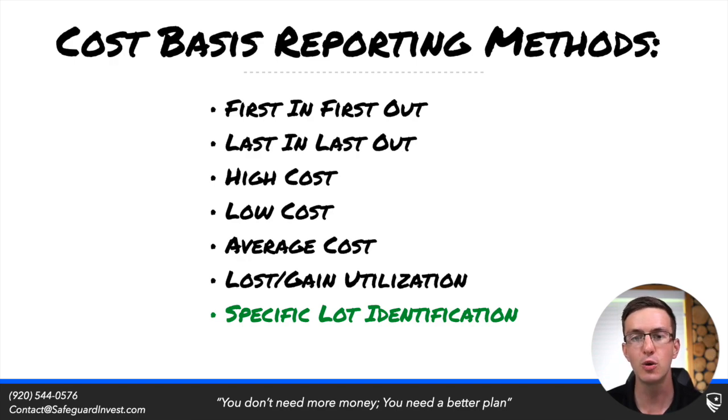You could use the low cost method, the average cost method, loss gain utilization, or what every investor should be using, which is specific lot identification. The reason you want to use this is because you gain complete control over which tax lots you ultimately sell. Let's go through a few examples to show why this specific lot method is so powerful.